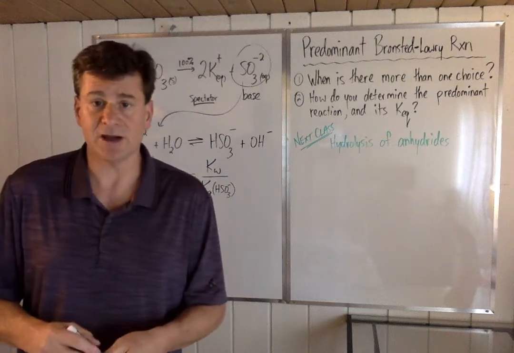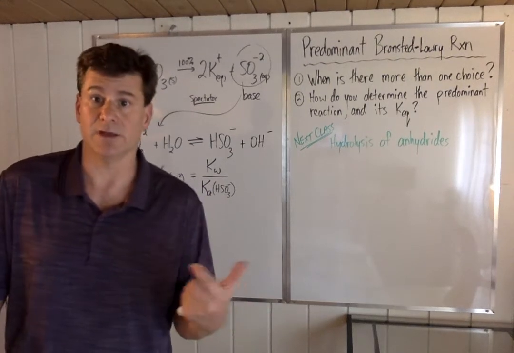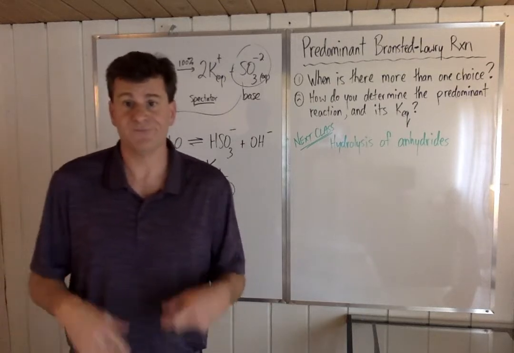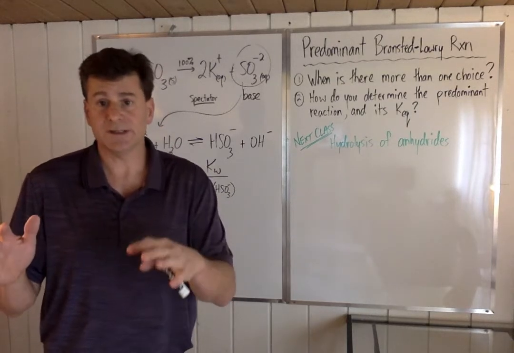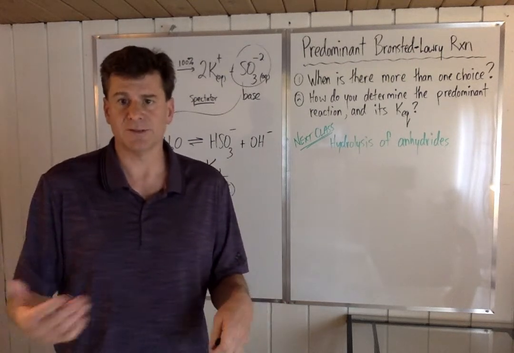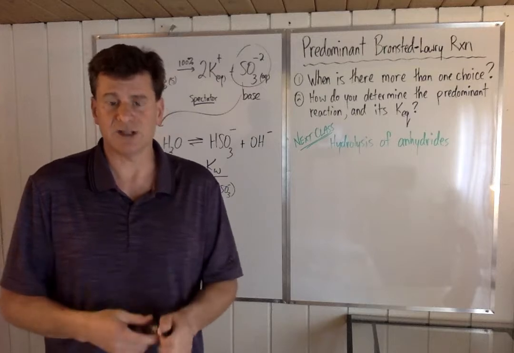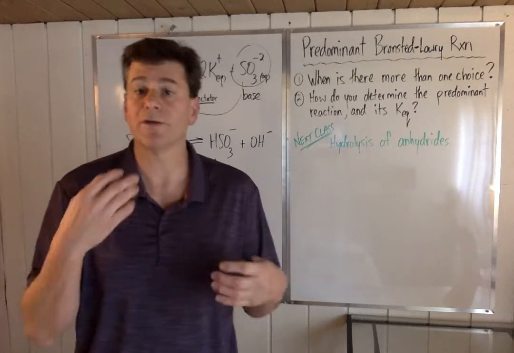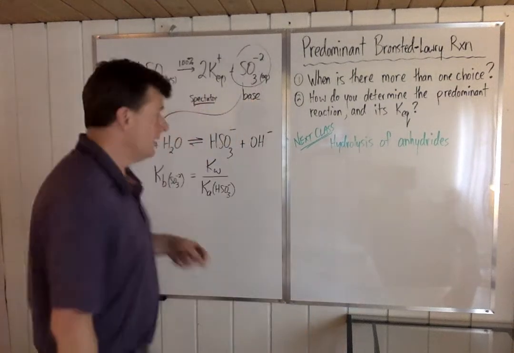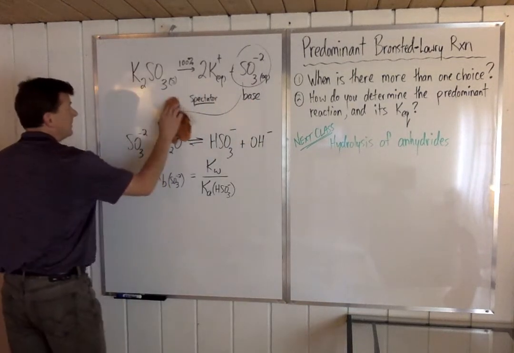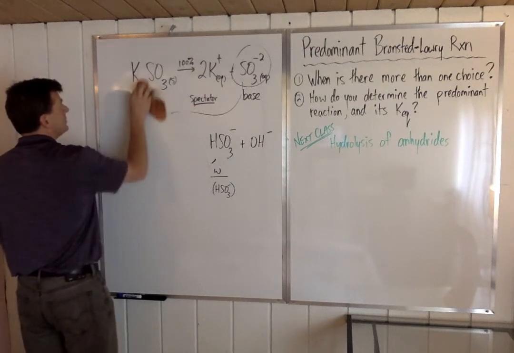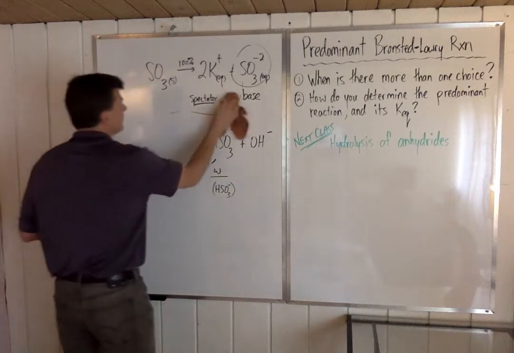So there is no choice there. SO3 minus 2 is the only thing doing a Bronsted-Lowry reaction. So of course it's the predominant one. So no choice, you don't really need to determine whether there's a Bronsted-Lowry reaction there or not. Now there are two situations where there is a choice. Okay, so I'm going to change this up a little bit. So what would happen if, let me change this ever so slightly.